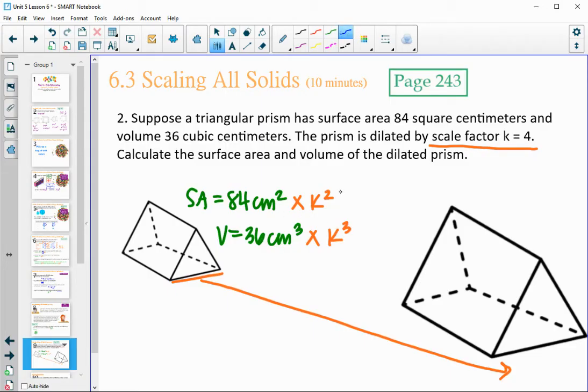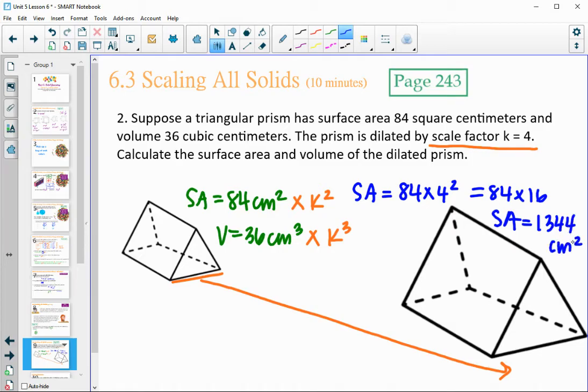So for the new surface area of this dilated shape, we would do 84 times 4 squared, which is 84 times 16. And so 84 times 16 tells us that the surface area of this dilated shape is going to be 1,344 centimeters squared.